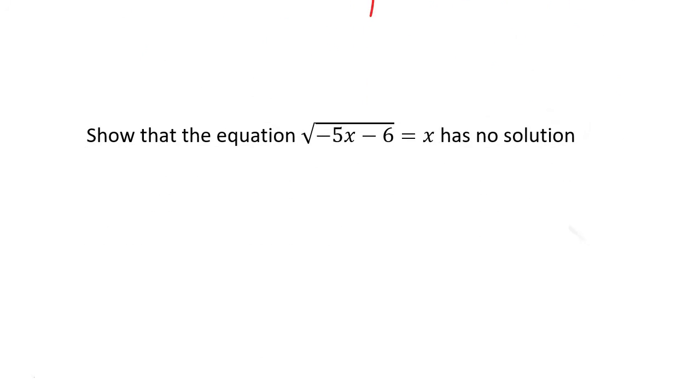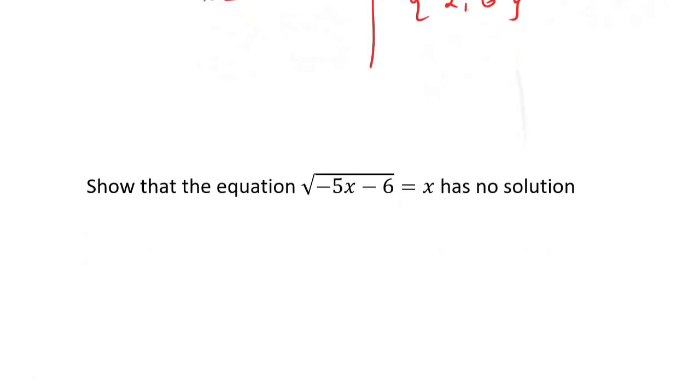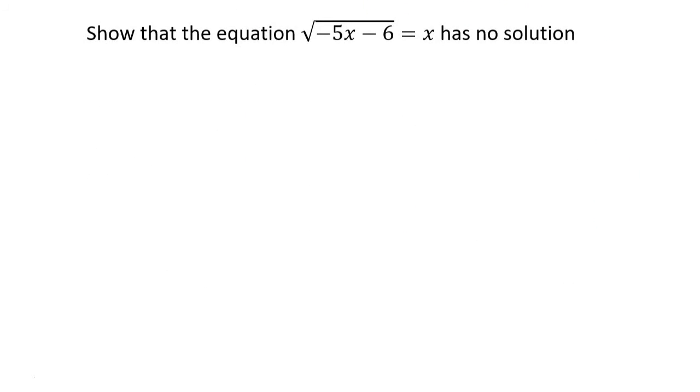Now, what if you are asked to prove that an equation has no solution? Okay, so you have to solve it first. Like I just showed you here, you solve it and then test the solution to see if it works or not. So let's try to solve the equation first. And then we follow the same steps. We square both sides. All right.